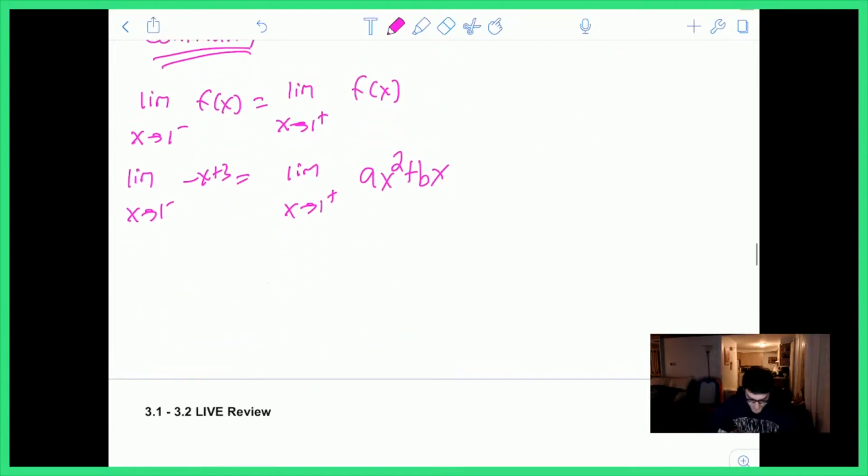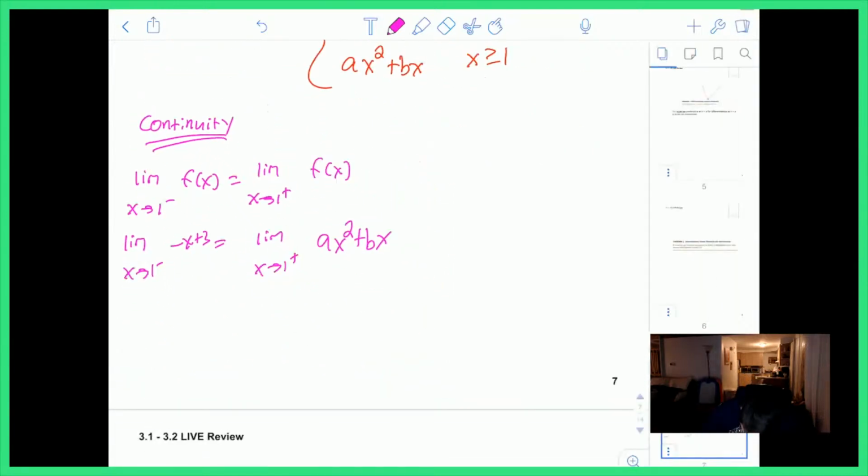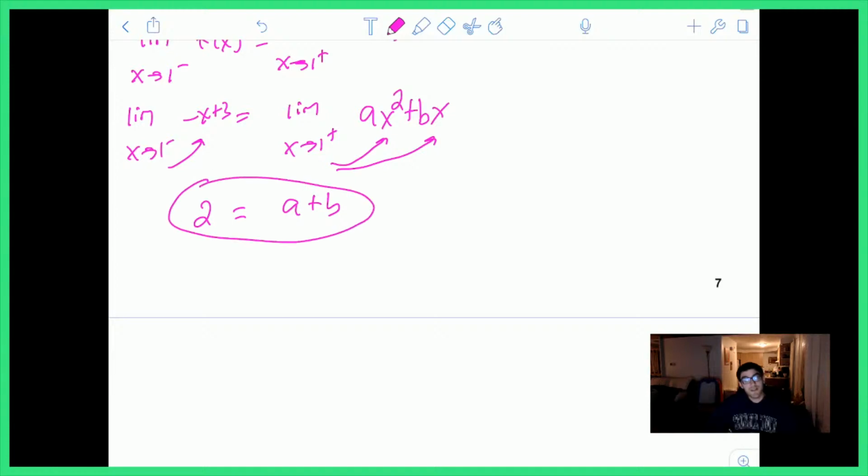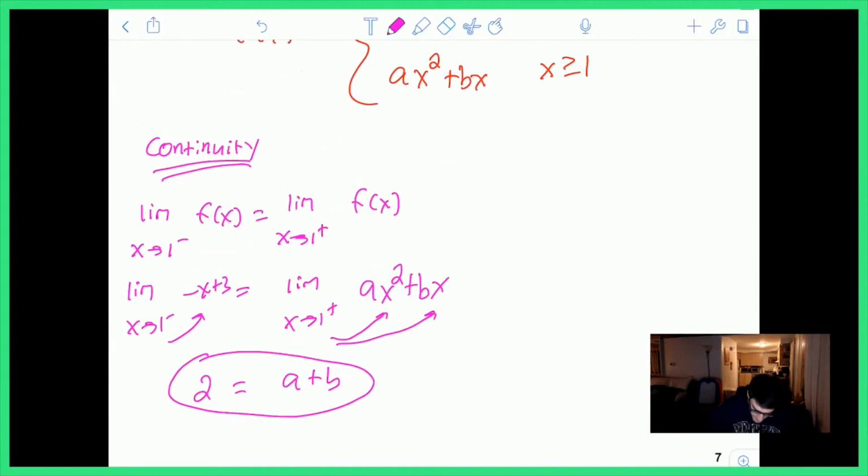And now I can actually just solve this. I'm going to squeeze a page down here. Let's add a page. Okay, so this is equal to, if I plug a positive 1 in here for x, negative 1 plus 3 is 2. And if I plug in a 1 here and a 1 here, I just get a plus b. So moving forward, in order for continuity to exist, the sum of a and b must equal 2. Okay? So now I think we're able to play the differentiability game.